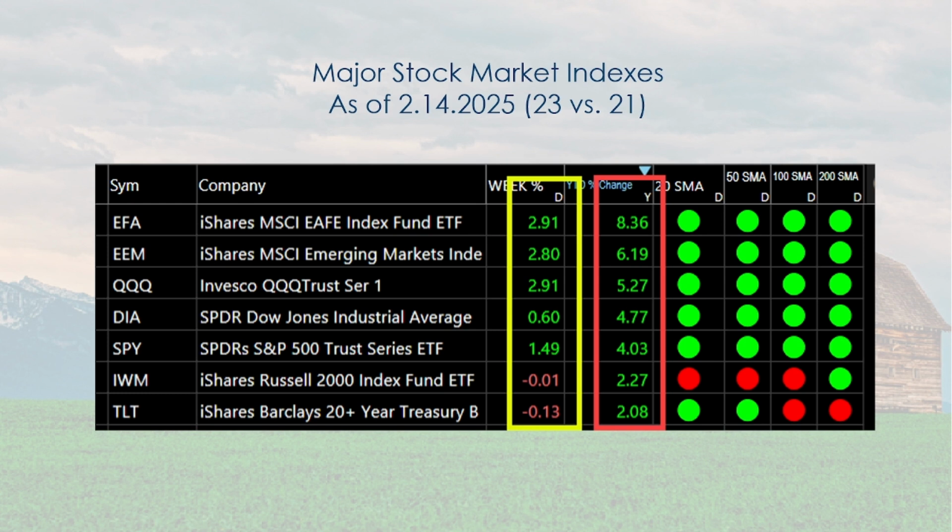So during the past week, it was generally more positive than negative. And you can see of the 7 indexes or ETFs, there were 5 of them that were positive and quite a bit positive, and 2 of them that were slightly negative, including bonds.